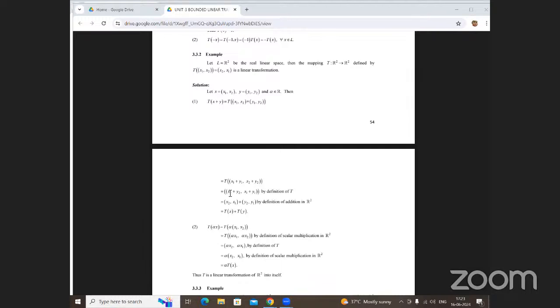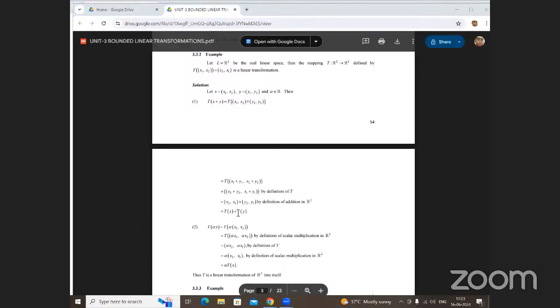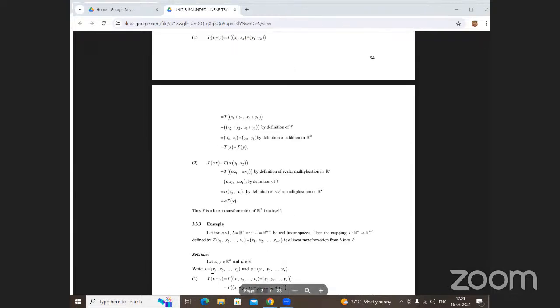Now according to this condition, how do we write this? x2, x1 plus y2, y1. The value x2, x1 is, by the definition, T of x, and the value in terms of y is T of y. So we have proved that T of x plus y equals T of x plus T of y.